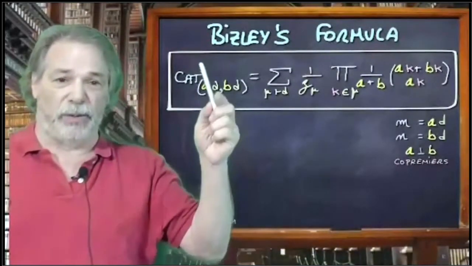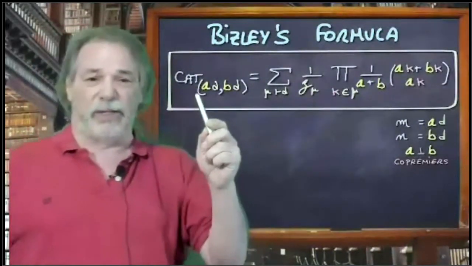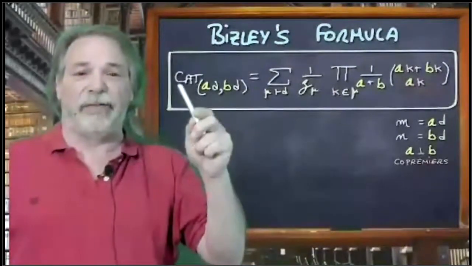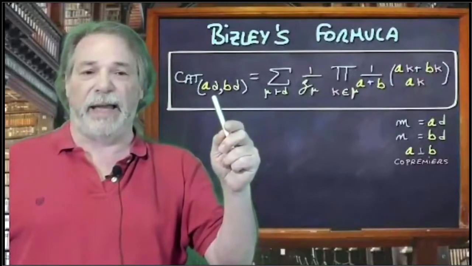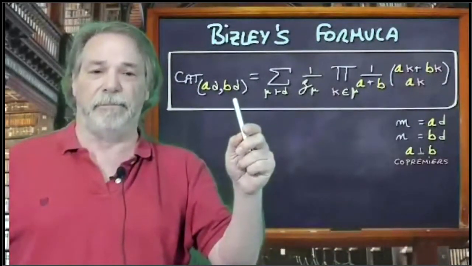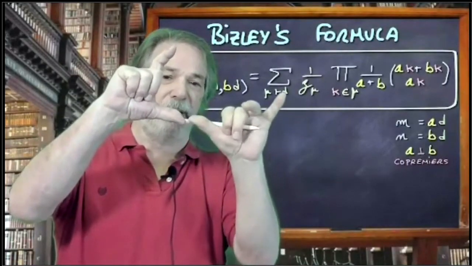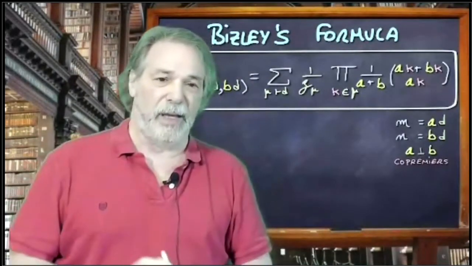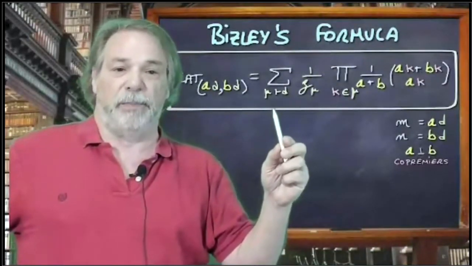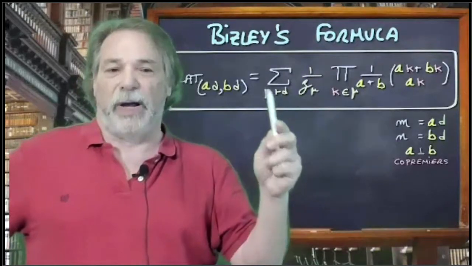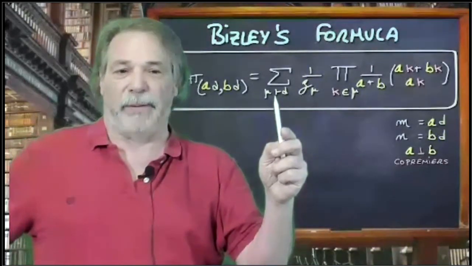So let me parse this formula for you. I'm counting the analog of Catalan numbers for a rectangle with sides aD and bD. aD is like this, and bD is like this. If you switch, it's the same. Now, it's a sum. That's the reason why it's not nice, because there's a sum here.